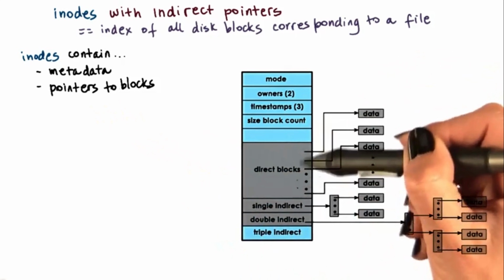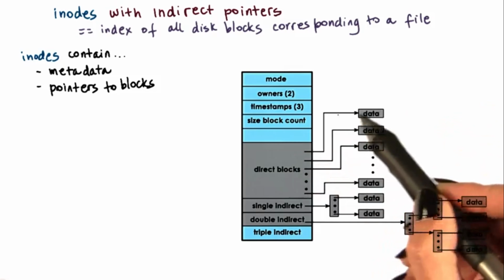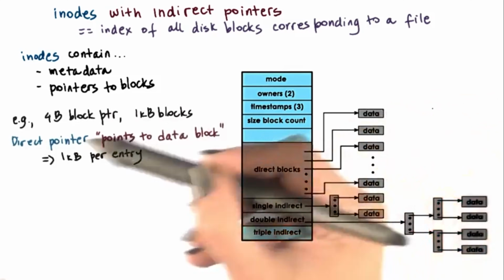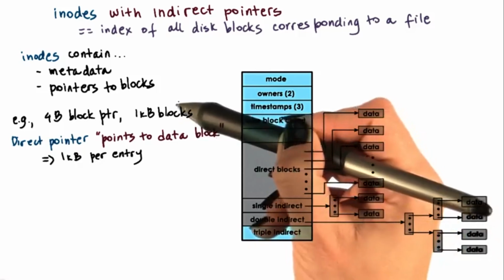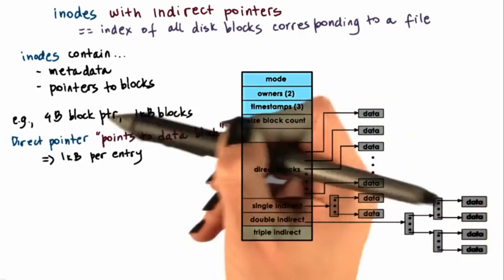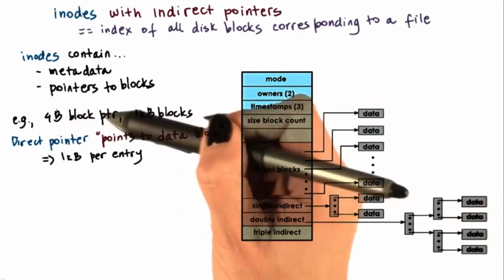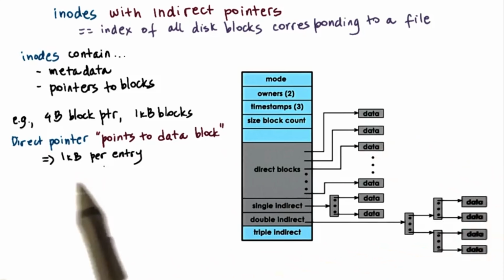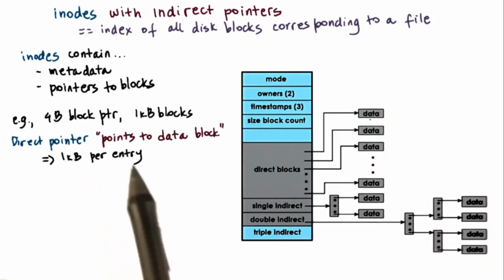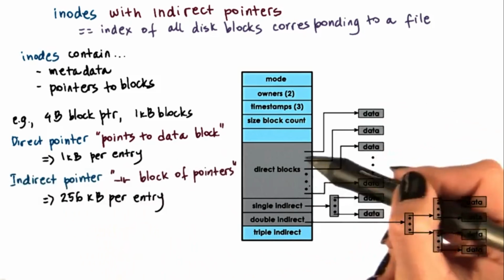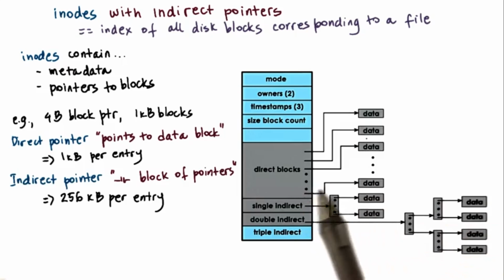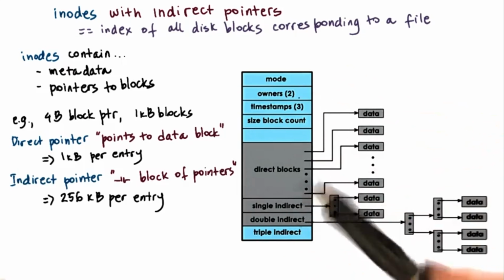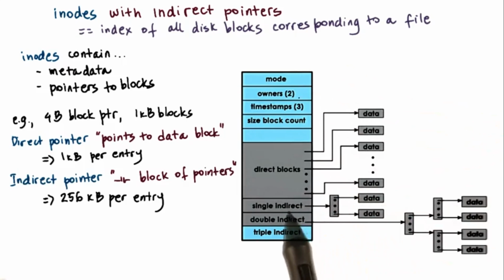The first part is a list of pointers that directly point to a block on disk that stores the file data. Using the same example like before, where we had blocks that are 1 kilobyte large and we use 4 bytes to address an individual block, these direct pointers will point to 1 kilobyte of data per entry. To extend the number of disk blocks that can be addressed via a single inode element, while also keeping the size of the inode small, we use so-called indirect pointers.